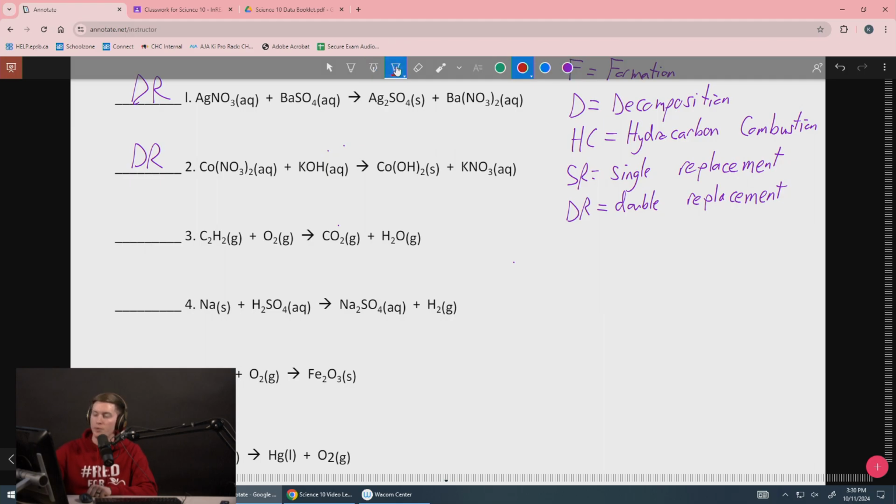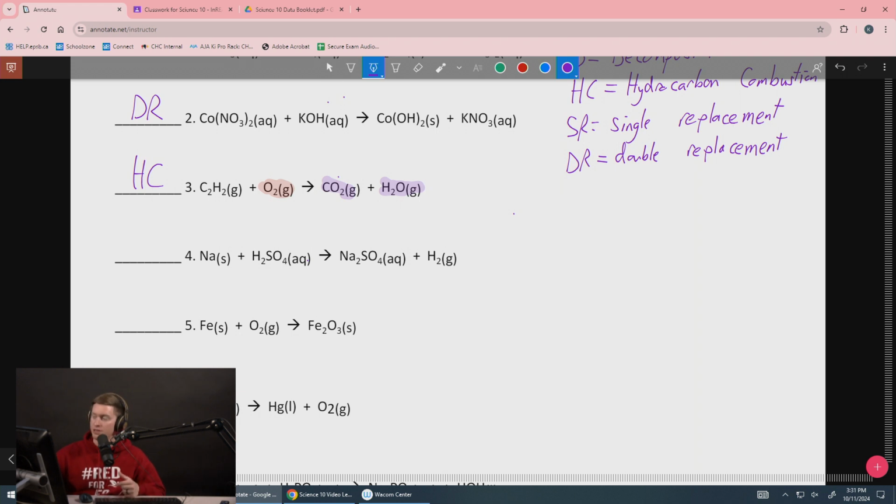The big giveaway for number 3 that makes it not a single replacement. It might look like a single replacement, but two giveaways. First giveaway is that you end up with carbon dioxide and water, which is two different compounds, but you start with a compound plus an element. So it's not a single replacement. That's one thing that you can tell it's not a single replacement, because you end up with two compounds. But these three things, if you see oxygen as a reactant and carbon dioxide and water as products, this should be a dead giveaway that you have a hydrocarbon combustion.